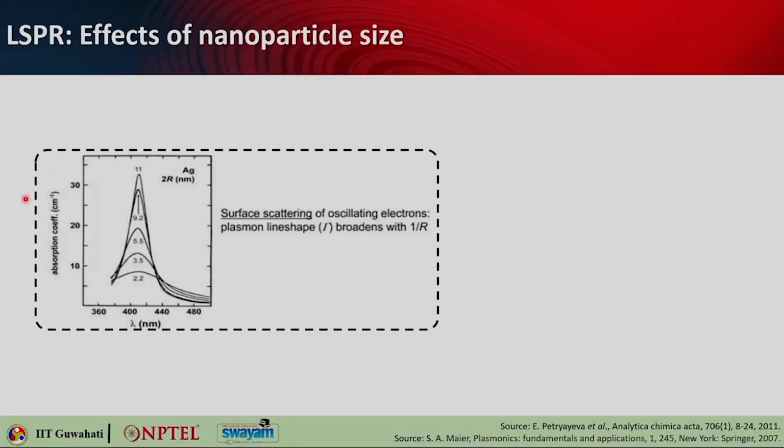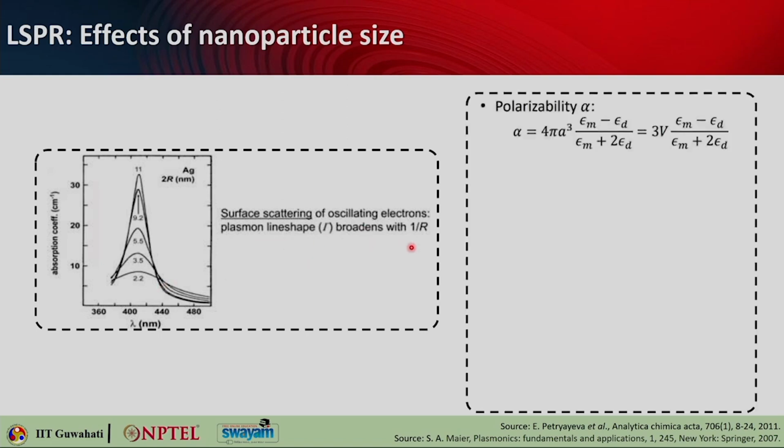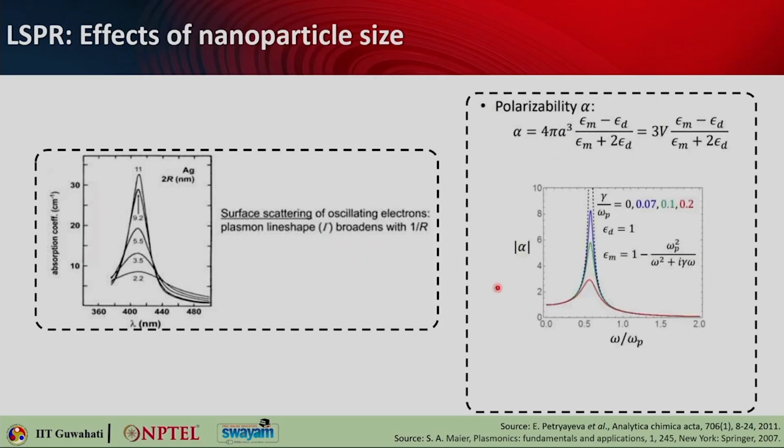Now, let us look into some details of LSPR. Let us study the effect of nanoparticle size. In the previous lecture, I told that surface scattering of oscillating electrons changes the line shape of the plasmon resonance. So, the plasmon line width gamma broadens with 1 over r. If you remember the expression of polarizability, you can see how this polarizability depends on this gamma, which is the damping constant of the metal nanoparticle.